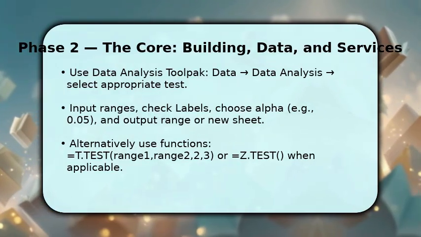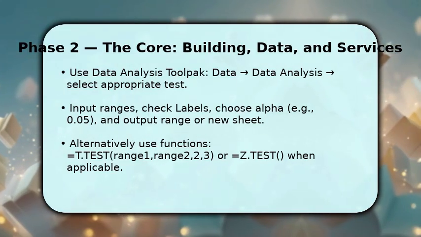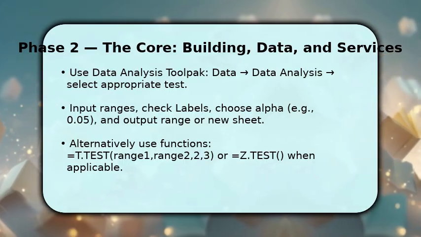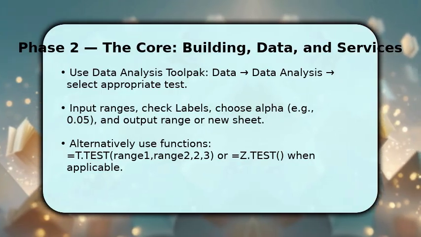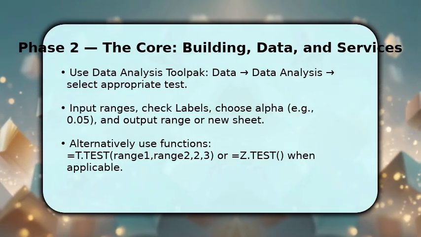Make sure to cross-check with =T.TEST(range 1, range 2, tails, type), or =Z.TEST when population sigma is known. This validates the ToolPak output and guards.